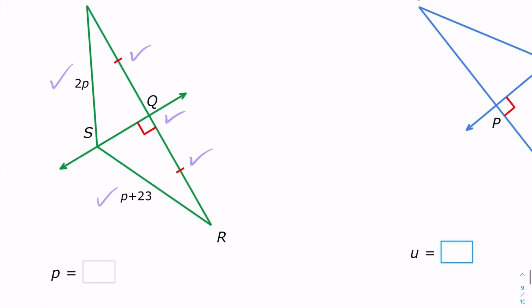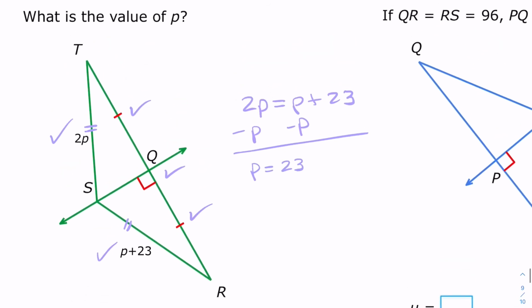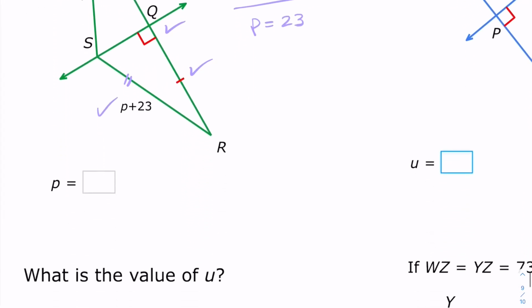And so now I'm going to say 2P has to be equal to, because they're going to be congruent, 2P has to be equal to P plus 23. So take P away from both sides. P is equal to 23. Was it asking for P or for a side length? It was only asking for the variable P, so that is 23.